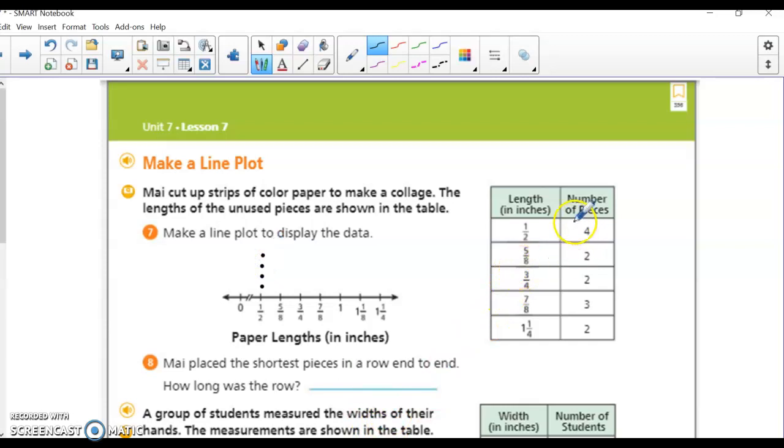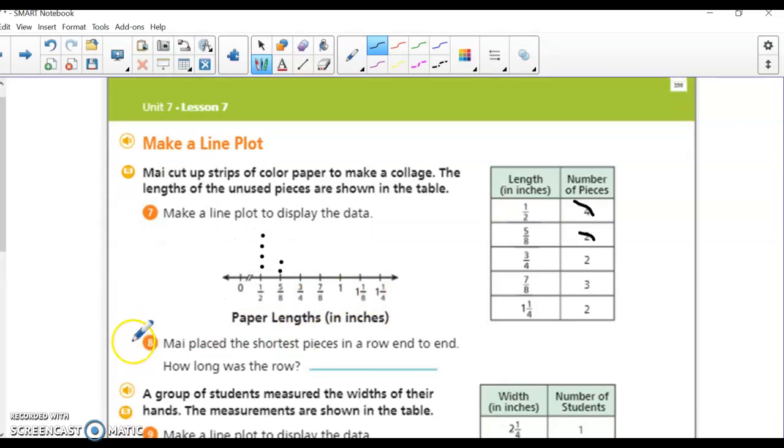At 5/8, and I maybe even want to cross that off and say, oh, I already did that one. 5/8, you have 2 marks. So 5/8, I have 1, 2. Okay, did that one. So now do all the rest of these. Put the dots where you're at. 3/4, you'll need 2. 7/8, you'll need 3. And then 1 1/4, you have 2. So there's nothing for 1 whole and nothing for 1 1/8.